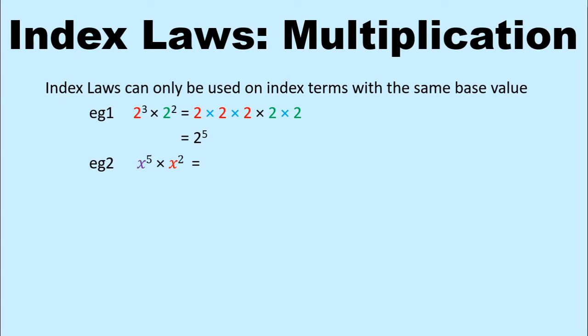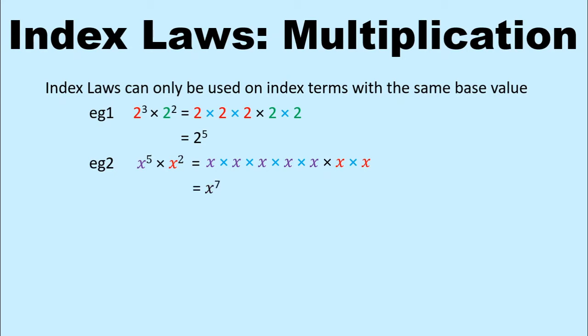Let's try that with x to the power of 5 times x to the power of 2. They both have the same base. They both have a base of x. So when we expand that out, you will see that I'll have a bunch of x's multiplied together. Altogether, how many x's are being multiplied together? 7, right? So that would be simplified to x to the power of 7.